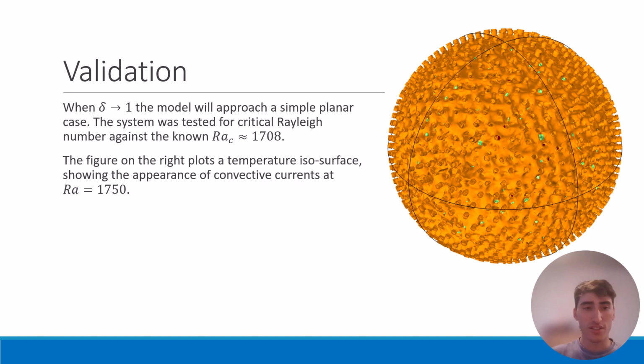The simulations reproduce this behavior very accurately. Below the critical number, the velocity field had a negligible magnitude and resembled simple noise. However, upon increasing the Rayleigh number above this critical value, the model captured the emergence of convective rolls, as shown in the figure to the right, which is plotting a temperature isosurface at a Rayleigh number of 1750. As you can see, it shows the presence of rising columns out of the fluid.